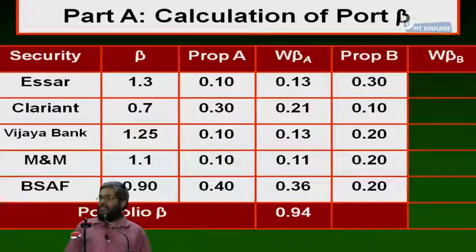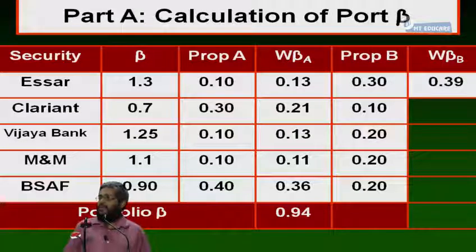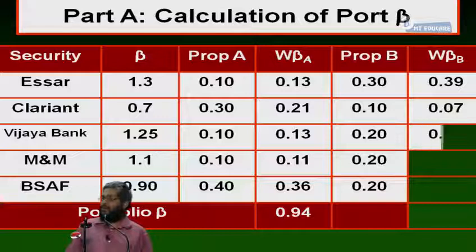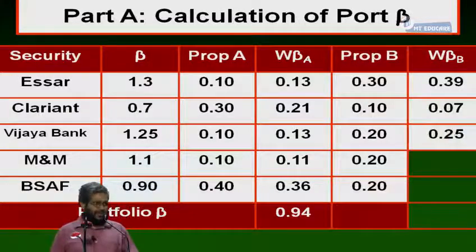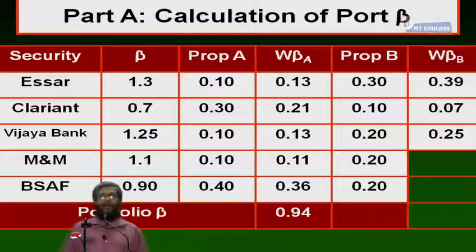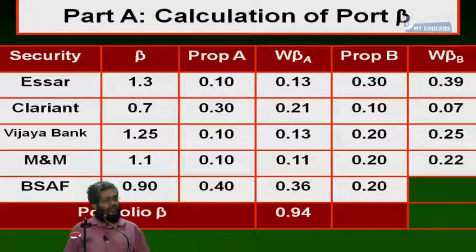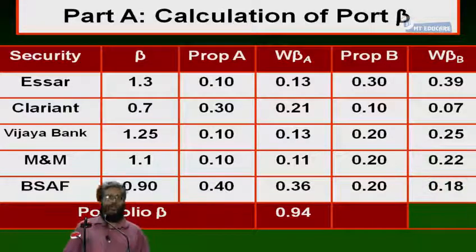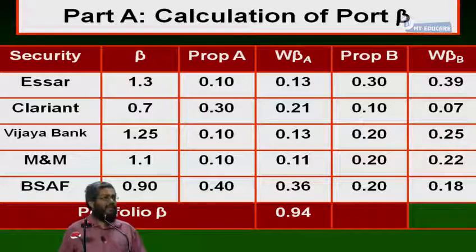Now, tell me what is the weighted beta? 1.3 into 0.3, 0.39. 0.7 into 0.1, 0.07. 1.25 into 0.2, 0.25. 1.1 into 0.2, 0.22. Finally, it is 0.9 into 0.2, 0.18. If I total it, how much will I get here? 1.11. The beta of portfolio B is 1.11.